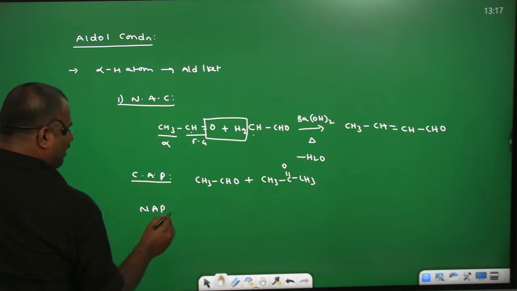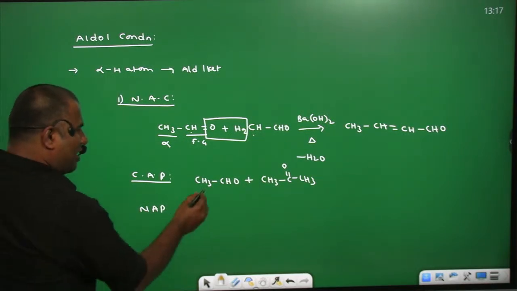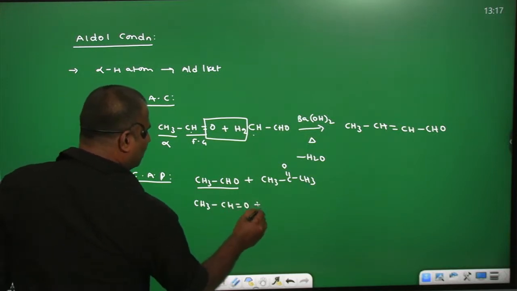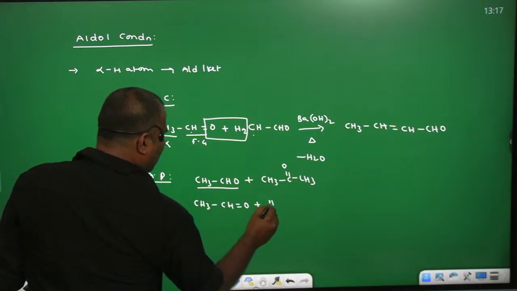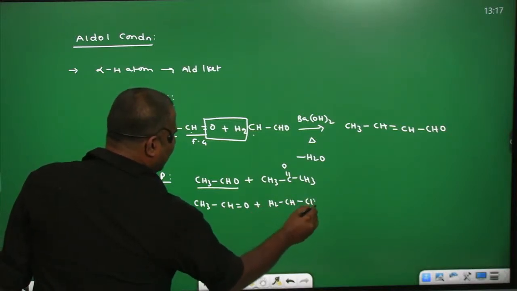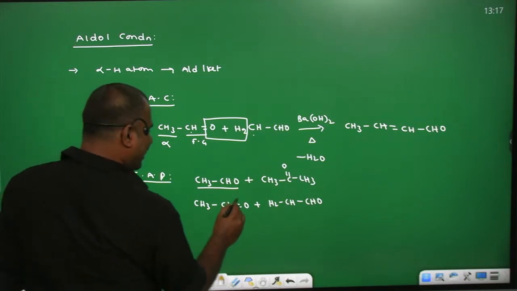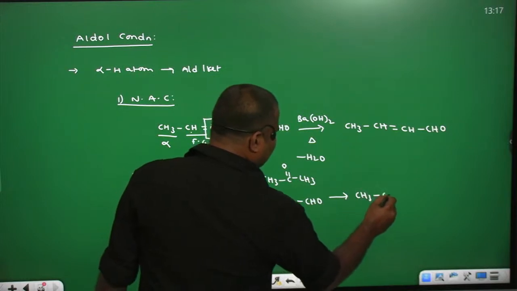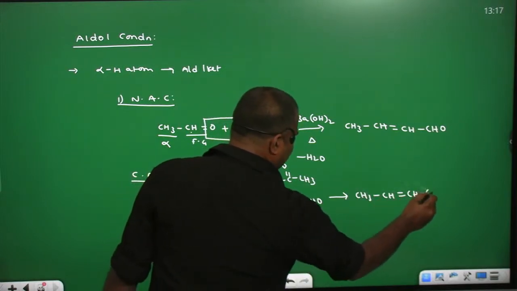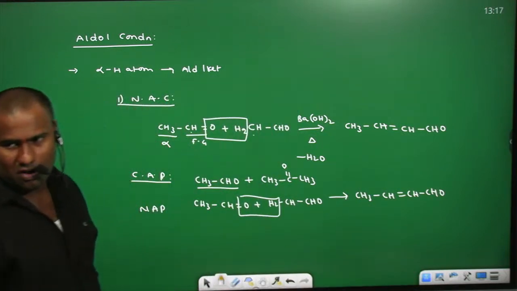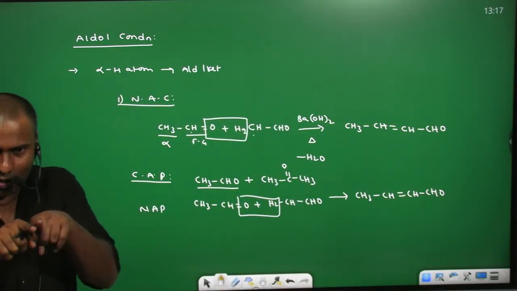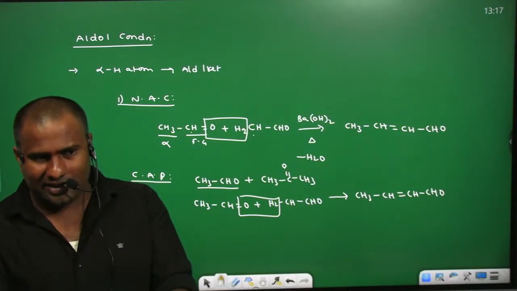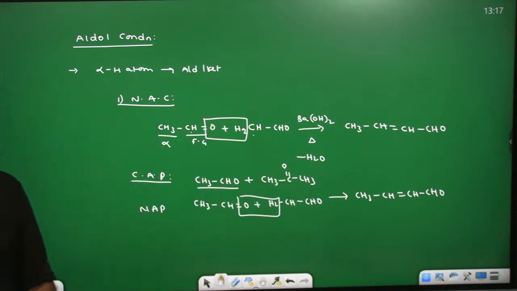What are we writing? Normal aldol products. The combination of 2 moles of acetaldehyde. How do we write it? CH3CH double bond O, and this is another molecule, H2CHCHO. By breaking here, break both. What happened? CH3, this is CH, double bond CH, CHO. This is one product, the first normal aldol product, by taking 2 molecules of the same acetaldehyde.